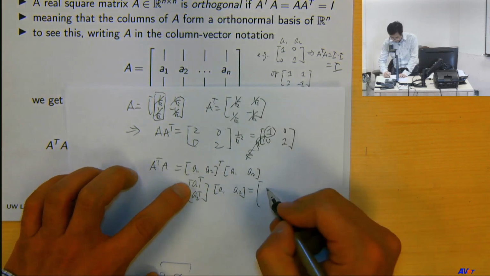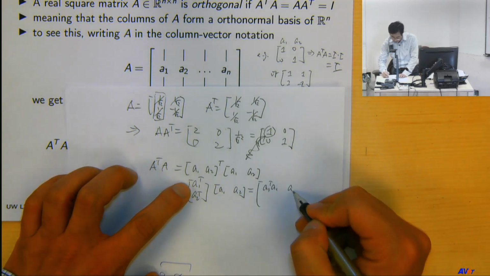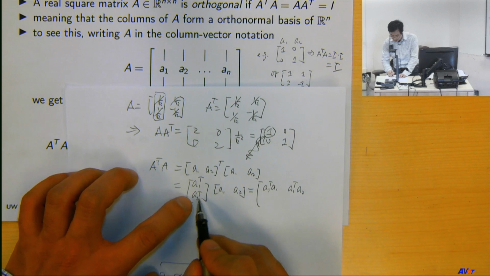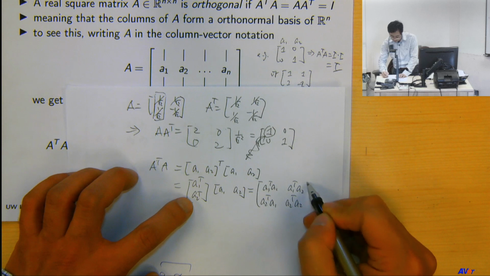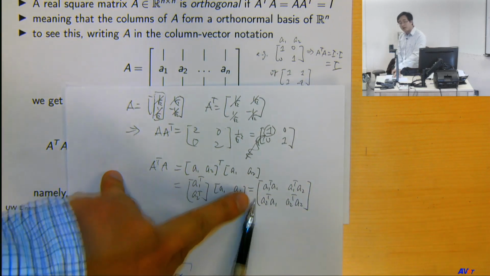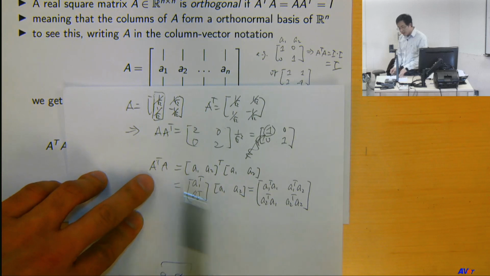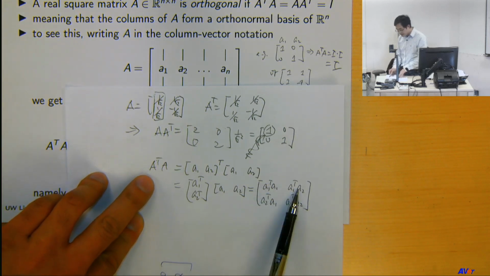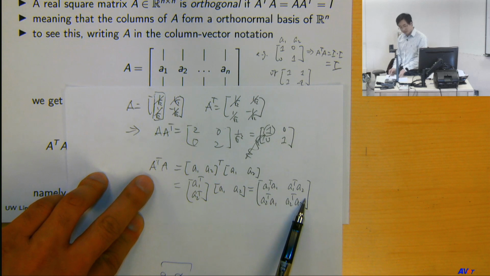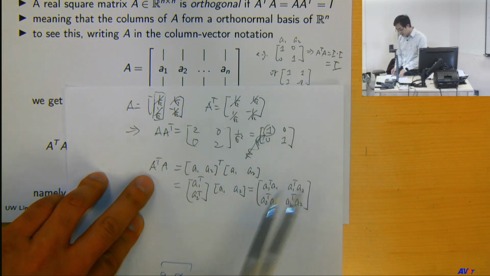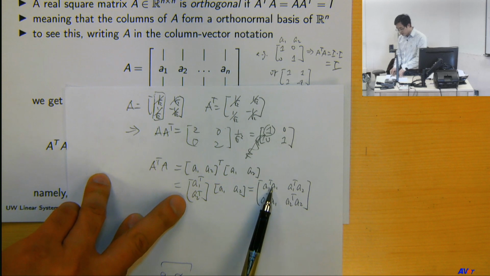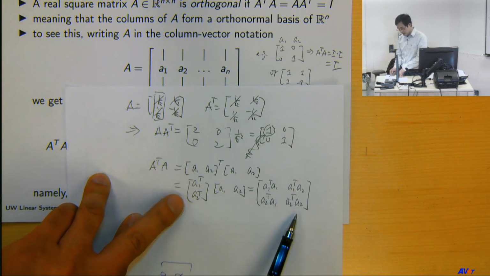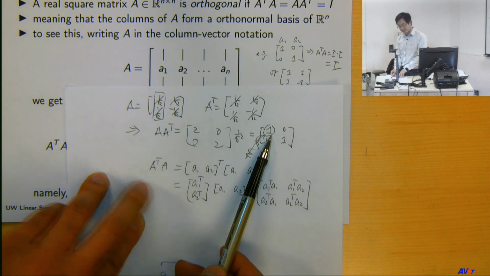First row, A1 transpose A1, A1 transpose A2. Second row, A2 transpose A1, and then A2 transpose A2. All right? This is what I mean. If their product gives you identity, then first of all, they are orthogonal to each other. 0 is here, so that means they are orthogonal. And second, the length of these individual vectors, A1 transpose times A1 and A2 transpose times A2, is normalized to 1.